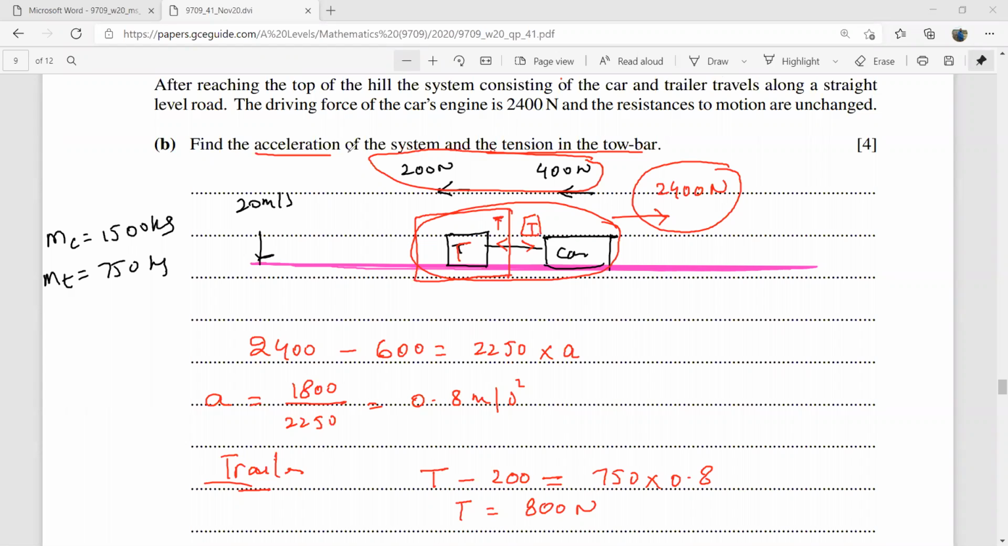If you have any question, please let me know. Otherwise, I'm going to move on to the last question of this paper.